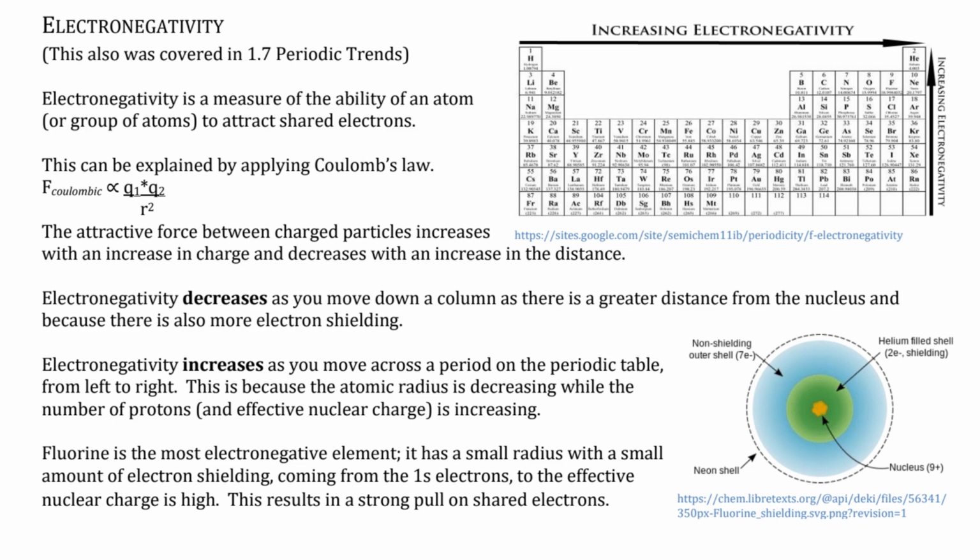So we talked about electronegativity before. It is the measure of the ability of an atom or group of atoms to attract shared electrons. This can be explained by using Coulomb's law. The attractive force between charged particles increases with an increase in charge and decreases with an increase in the distance. Some of you were asking for a good explanation of what is Coulomb's law. That's it right there.